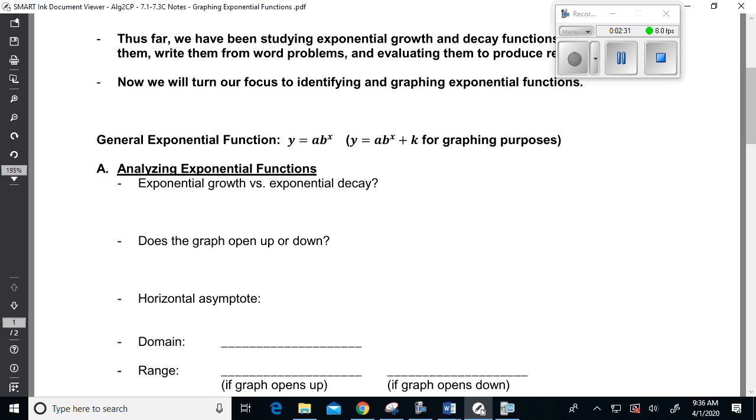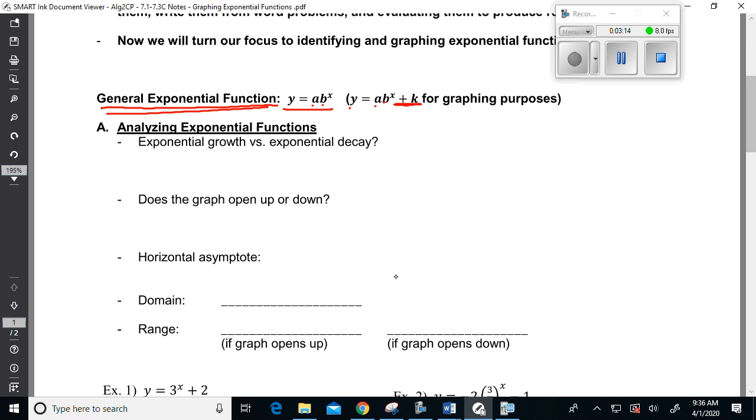For our purposes, we're only going to be graphing a general exponential function. So we're not going to graph a natural exponential function, the functions with an e. Those of you who are moving on to pre-calc, you'll be graphing those in a little more detail there. A general exponential function is y equals a times b to the x. Again, a and b are numbers. Now, for the purposes of graphing, we still have y equals a times b to the x, but now we have a plus k sitting behind it. That k has a function which we will get into shortly.